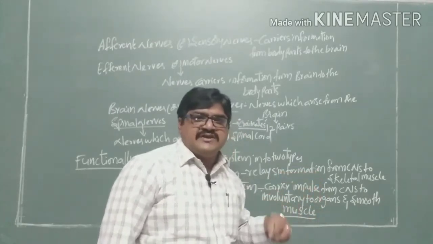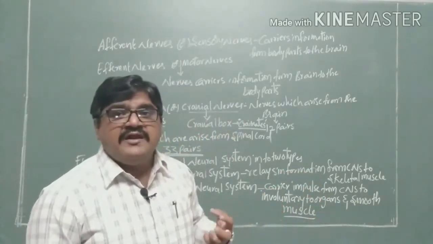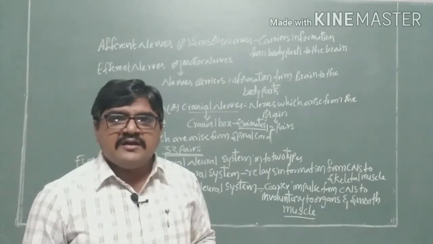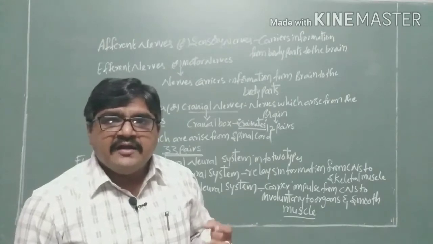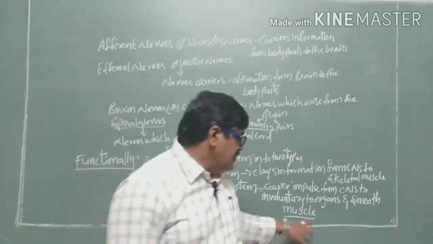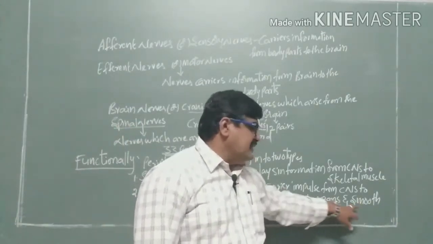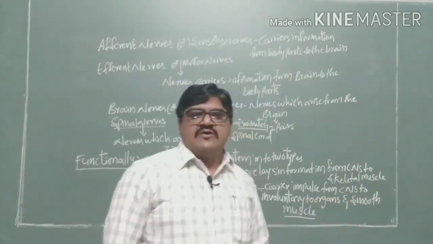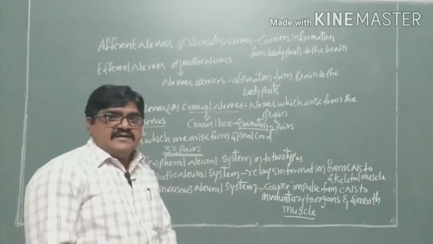organs which are present internally. They are involuntary, that means involuntary information is being carried. Involuntary means they are not under the control of the brain or spinal cord. And they also carry impulses to the smooth muscles. Such a system is called the autonomous nervous system.